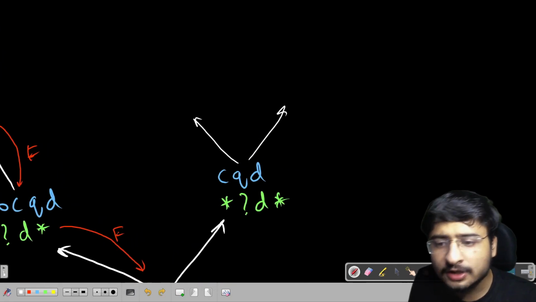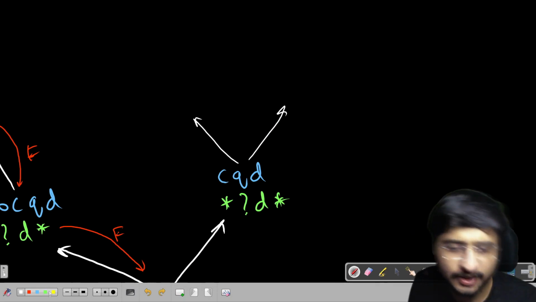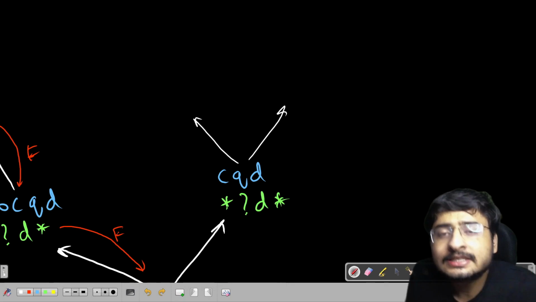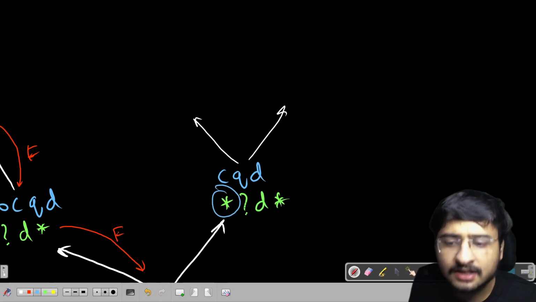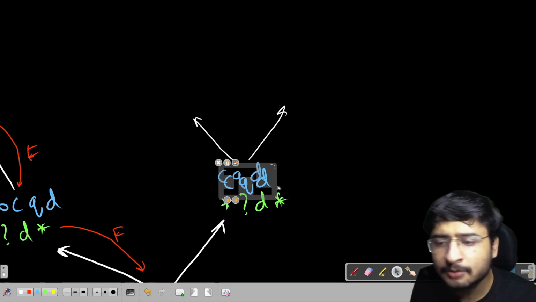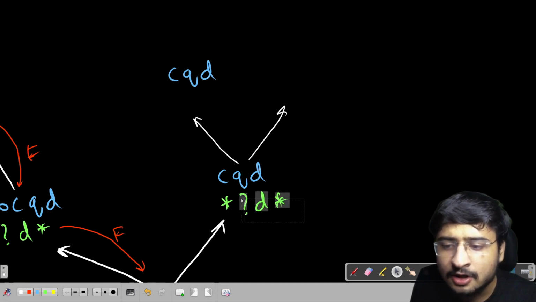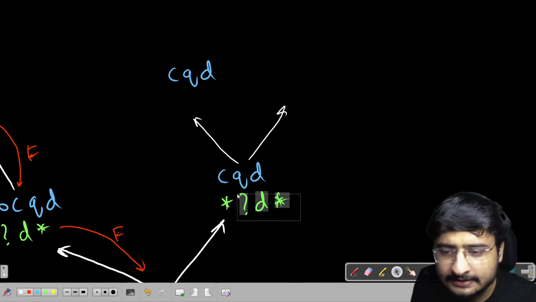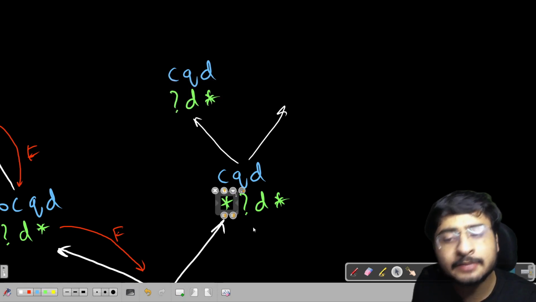But first call is that star will say that I'll not consume anything. Let's say I'll come as empty string, essentially saying that I was only able to replace B. So if this star comes out as an empty string, the remaining string will definitely be CQD because C is not getting consumed by this star, and the remaining pattern will be question mark D star. Of course, because this particular star is acting as an empty string now, correct?